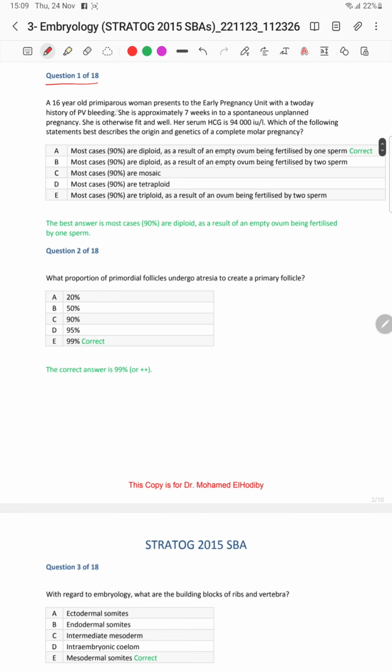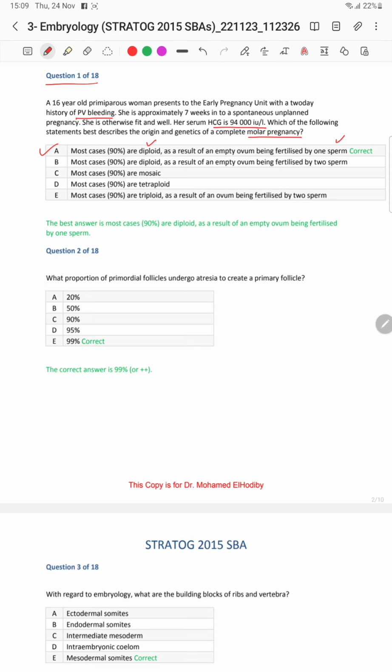A 16-year-old primiparous woman presents to the early pregnancy unit with a 2-day history of PV bleeding. She is approximately 7 weeks into a spontaneous unplanned pregnancy. She is otherwise fit and well. Her serum HCG level is 94,000 international units per liter. Which of the following statements best describes the origin and genetics of complete molar pregnancy? So the answer is A. In most cases, 90%, they are diploid as a result of an empty ovum being fertilized by one sperm.